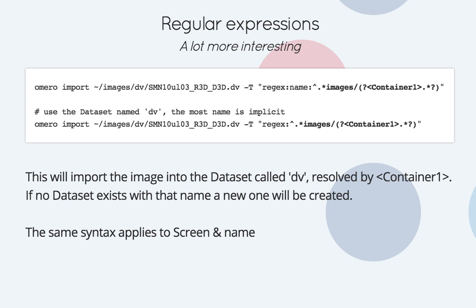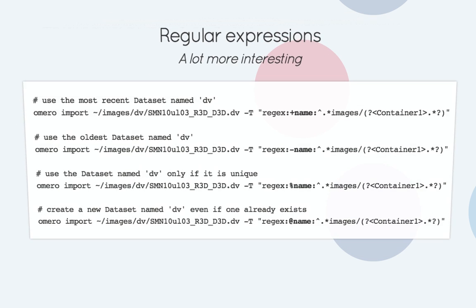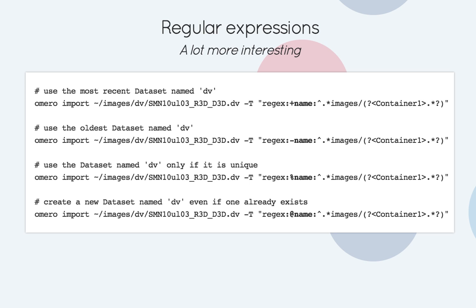And in this case the container1 could refer to either a screen or a dataset, and this will be resolved depending on the type of the file being imported as to whether it tries to target a screen or a dataset. And then we can also do the same sorts of things we did before. We can specify the most recent or the oldest or unique, or create one anyway.